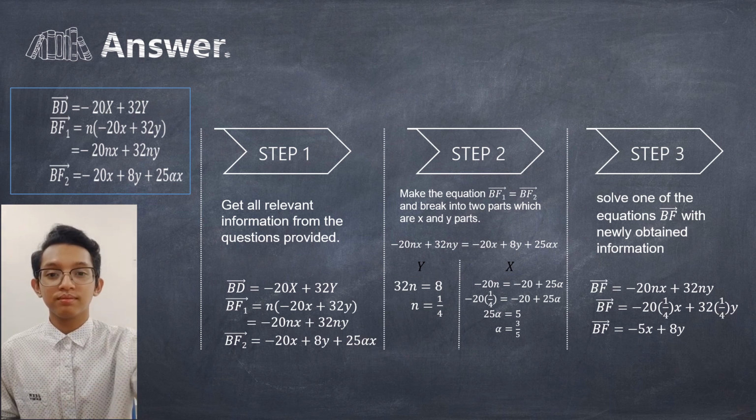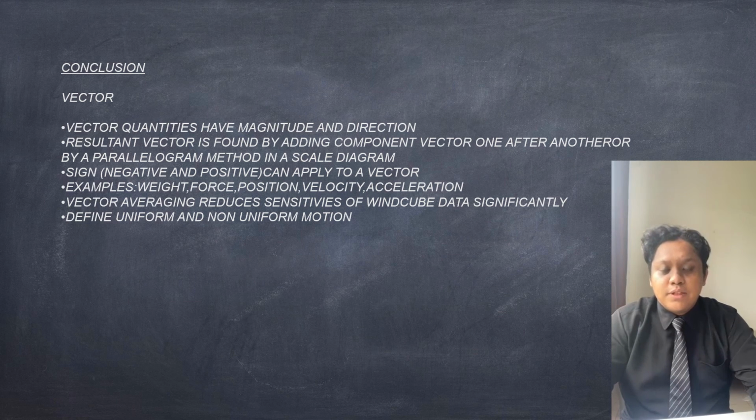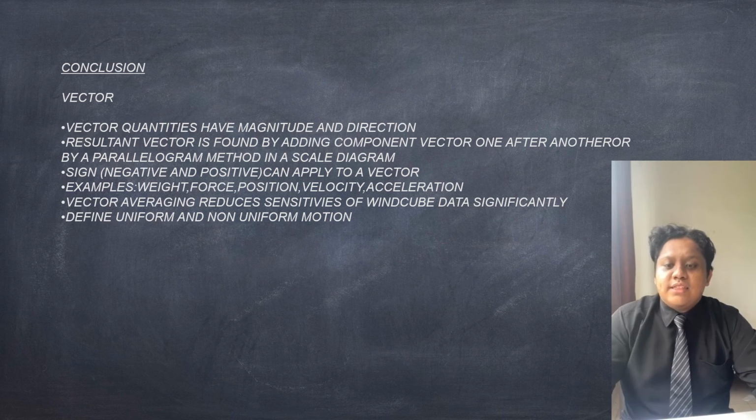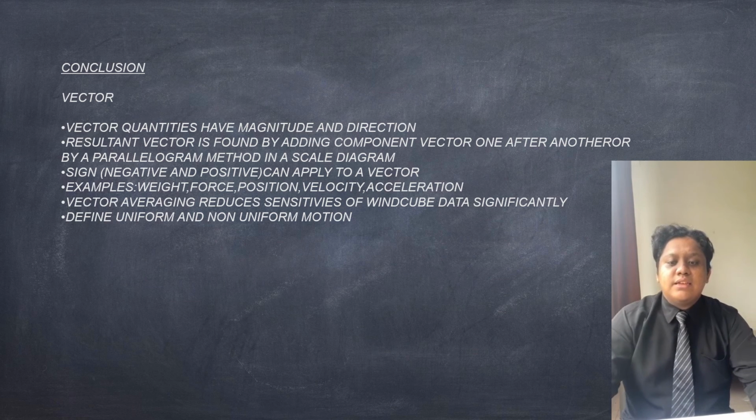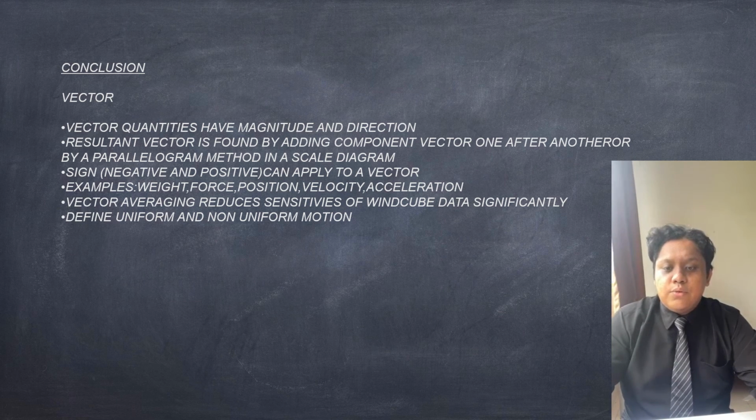Thank you. The conclusion of this presentation: vector quantities have magnitude and direction. A resultant vector is found by adding component vectors one after another or by a parallelogram method in a scale diagram. Signs, negative and positive, can apply to a vector. Examples are weight, force, position, velocity and acceleration. Vector averaging reduces sensitivity of mean cube data significantly.